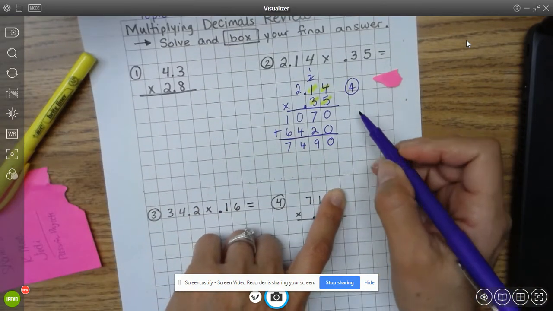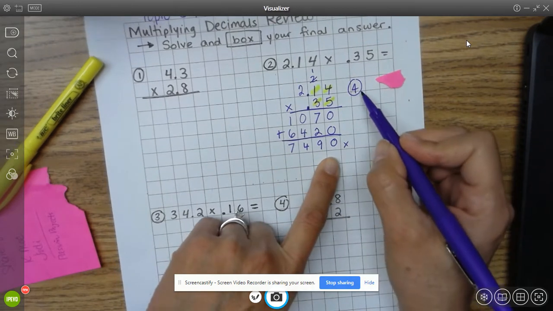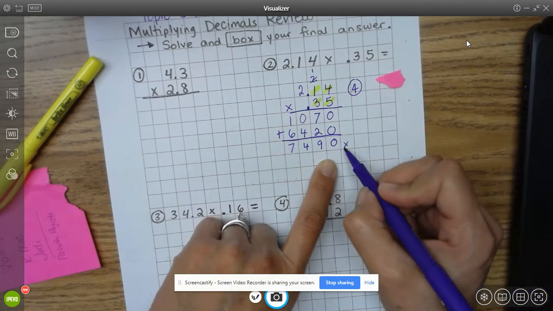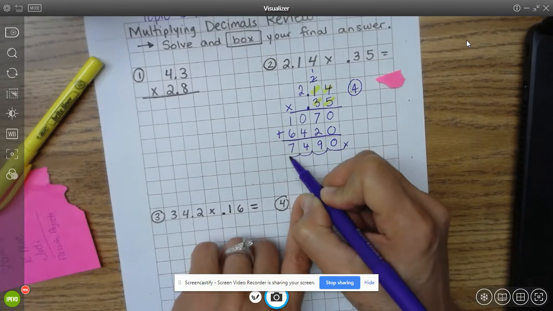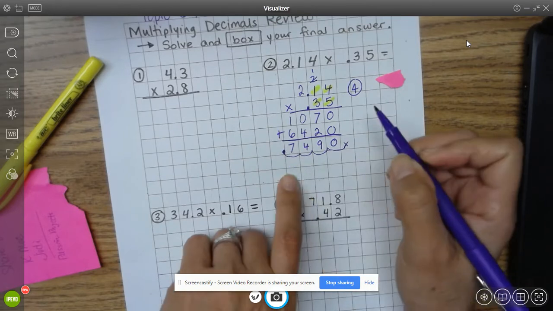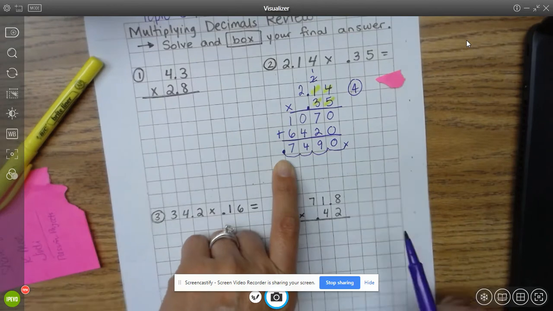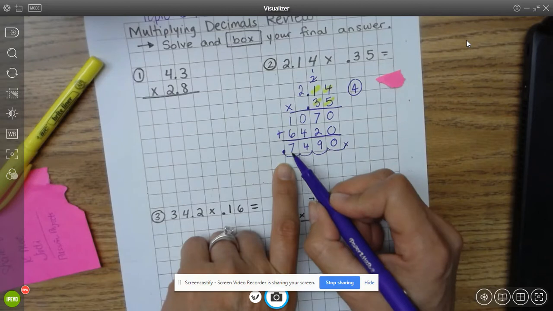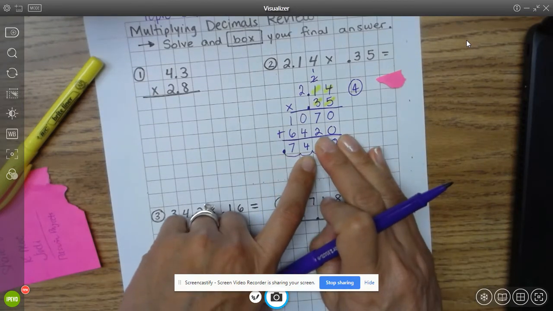So with that 4, I'm going to start here with my product, and I'm going to move over 4 times, and that's where my decimal place is going to go. So I start here. 1, 2, 3, 4. My decimal point goes right before the 7. Now I want to talk about reasoning. When you move your decimal point here, think about it. 0.7490, it's about 75 hundredths.